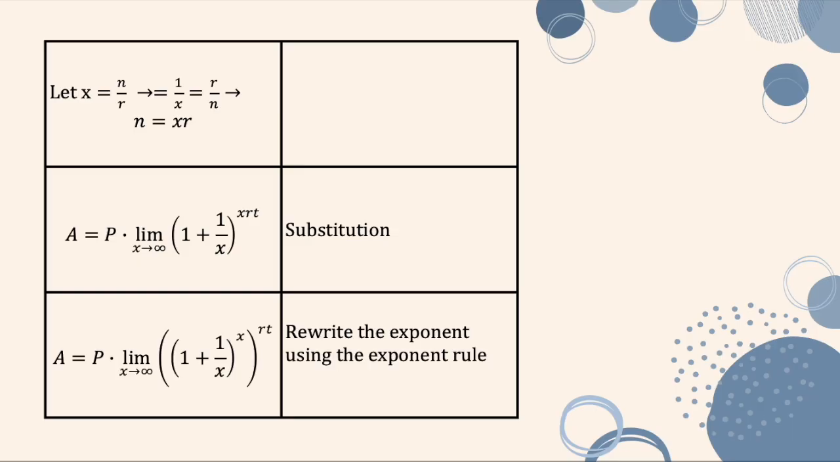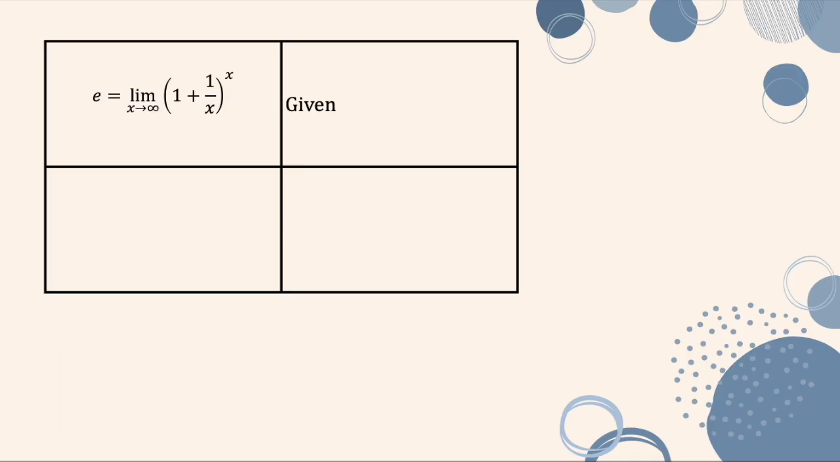I'm going to rewrite my exponent using the exponent rule. And this is starting to help us recognize that familiar pattern, and I'm actually starting to see E. At this point, E has been given, so we'll use our last given fact that the limit as x approaches infinity of 1 plus 1 over x to the power of x is in fact E.